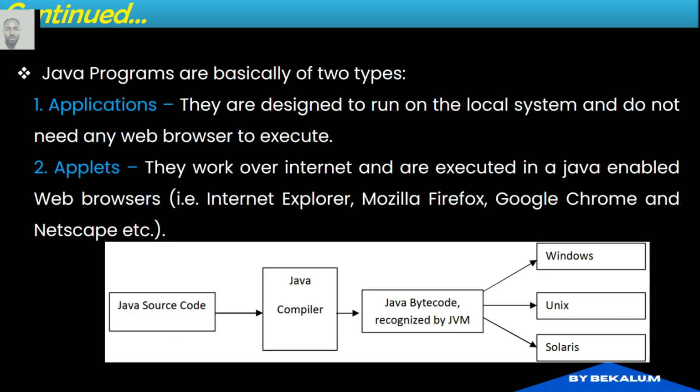Java programs are basically of two types. The first, applications: they are designed to run on the local system and do not need any web browser to execute. The second, applets: they work over the internet and are executed in Java-enabled web browsers. They run in Internet Explorer, Mozilla Firefox, Google Chrome, and others. So we can develop applets with Java.